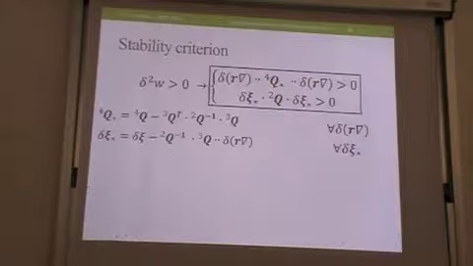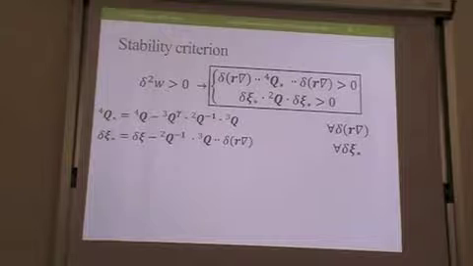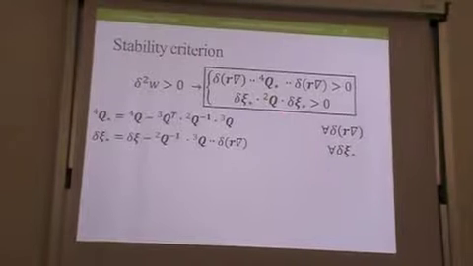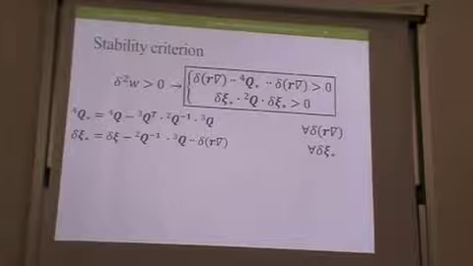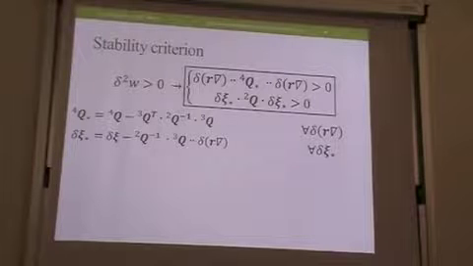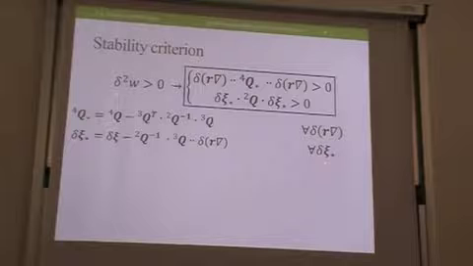And for the stability criterion, we use the positivity of the second variation of the strain energy, which yields two inequalities, this one and this one, because we assume that this and this are independent. And these two inequalities should hold for all possible variations of the strain gradient and of the modified sublattice shift.